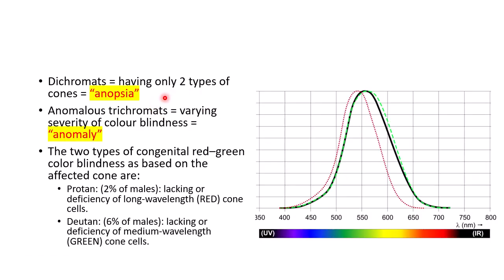Dichromats have two types of cones and this is known as anopia. Trichromats are known as anomaly. The two types of congenital red-green color blindness based on the affected cone are protans, which are 2%, and deutans, which are 6%. You see protans, in which red is absent, as seen by the red dotted line. The curve of the graph is shifted more towards the smaller wavelength, that is the blue side. Red is absent, so it is shifted towards the shorter wavelength side, whereas green is more on the longer wavelength side. These are the protans and these are the deutans.